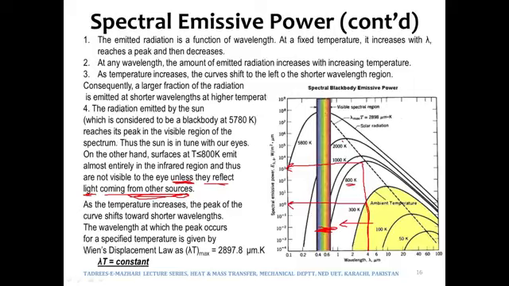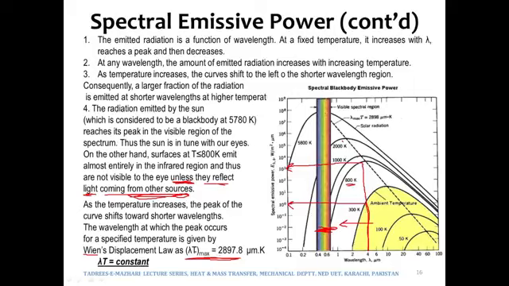Now over here we can see this law which is called Wien's displacement law, and it says lambda_max T is equal to constant, and that constant is 2898 micrometer Kelvin. So what is this thing? It says that the product of lambda and T would remain constant. Now what does this mean?